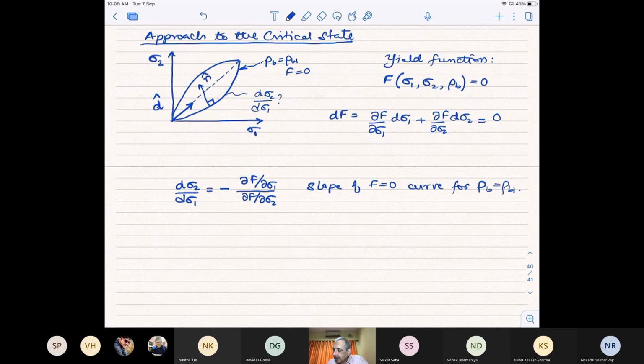Now, if you look at this normal vector, I want to relate the components of the normal vector to this slope. The two components of the unit vector are here, N1 and N2, one in the direction of sigma 1 and the other in the direction of sigma 2. So you can see that the slope of the normal vector is just N2 by N1.